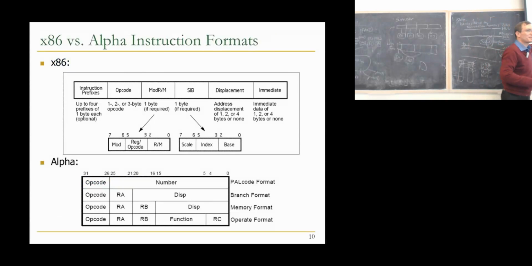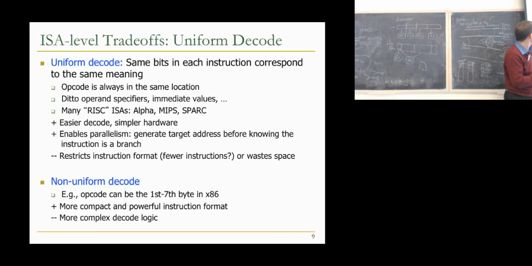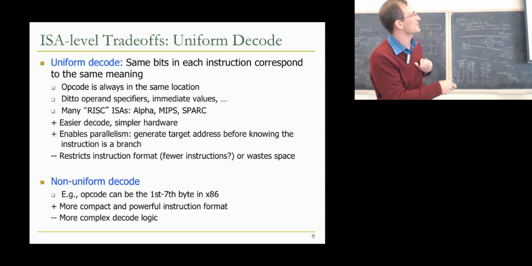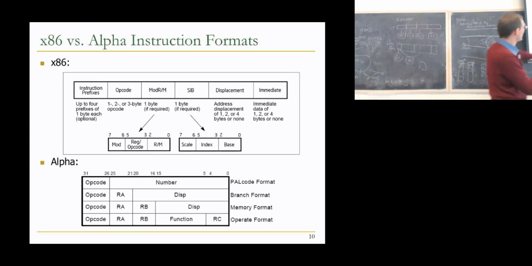Non-uniform decode, the upsides we've discussed earlier a little bit. It has a more compact and powerful instruction format. Right? You can have any field anywhere. The downside is more complex decode logic. And non-uniform decode normally goes with variable length also, but it doesn't have to. So let's take a look at these two instruction formats. Again, this is x86 over here, Alpha over here. You can see how regular this is, right? Opcode, register A, register B, register C, always here. This is the branch format, this is the memory format, this is the operate format.